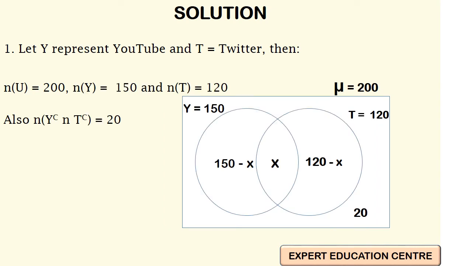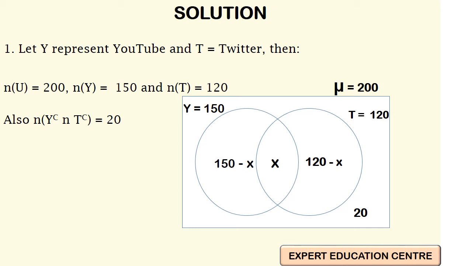Moving forward, we see that there are two subsets. T for Twitter, which is 120, Y for YouTube, which is 150, and then we have X representing those that use both of the two platforms. The region 150 minus X represents those that use YouTube only. These are those that use YouTube but not Twitter. While 120 minus X is for those that use Twitter but not YouTube.